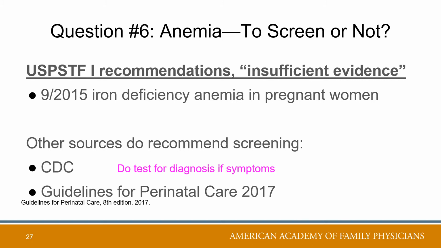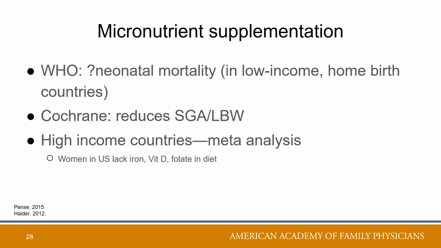You do want to test for a diagnosis of anemia if you're concerned that a patient may have anemia. For example, if they eat a low amount of red meat and are suffering with palpitations, it is very reasonable to screen that patient for iron deficiency anemia. Micronutrient supplementation is an oral tablet that contains the recommended daily allowance of multiple vitamins and minerals, including vitamin A, B1, B2, niacin, B6, B12, folic acid, vitamin C, vitamin D, vitamin E, iron, copper, selenium, and zinc.